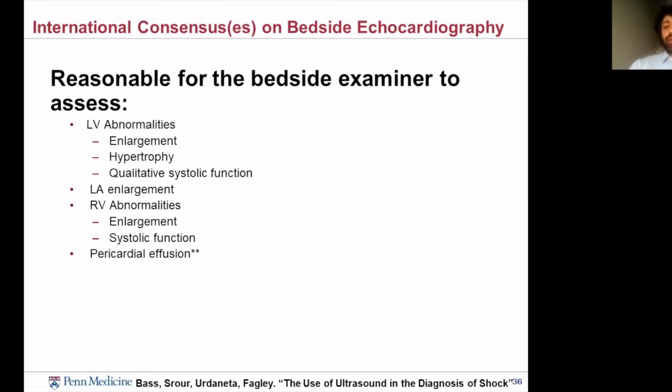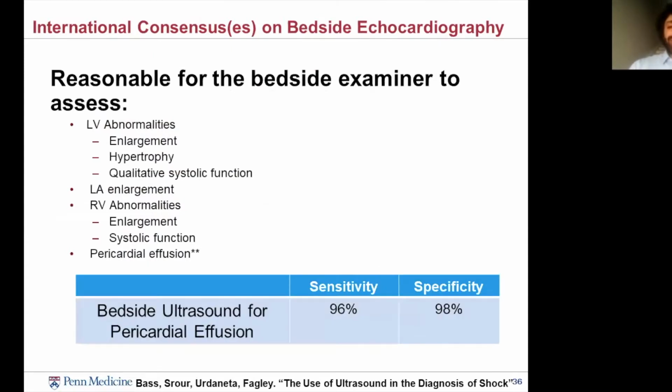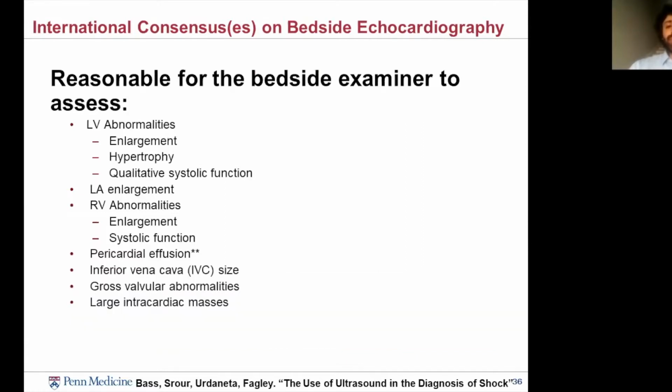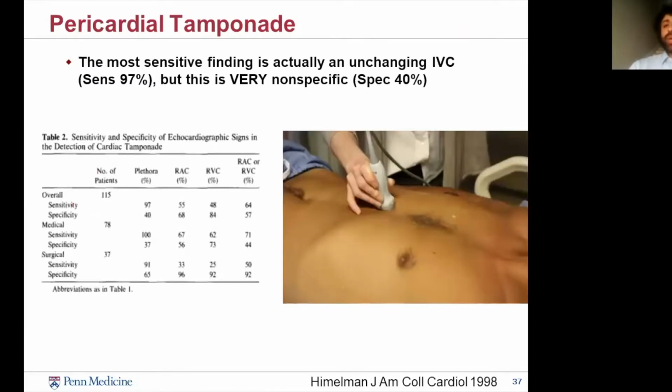They talk about pericardial effusions, which I want to highlight just because that's one of the ones where the evidence is strongest for a point of care practitioner for us to assess for a cause of shock. They also talk about the IVC and these kind of non-specific descriptions of gross valvular abnormalities or large intracardiac masses. When it comes to pericardial tamponade, the most sensitive finding is actually a large unchanging inferior vena cava.